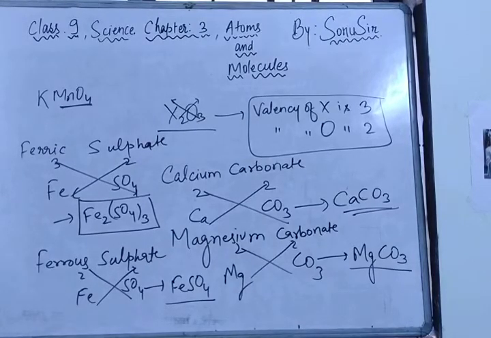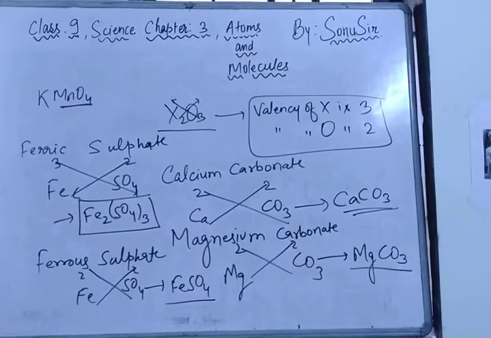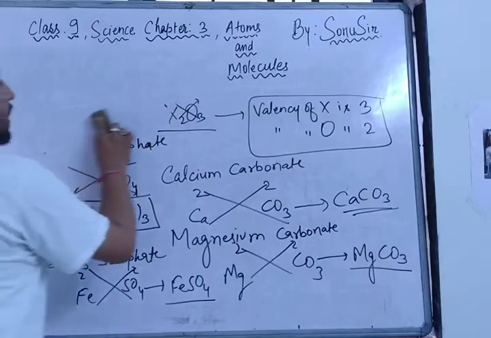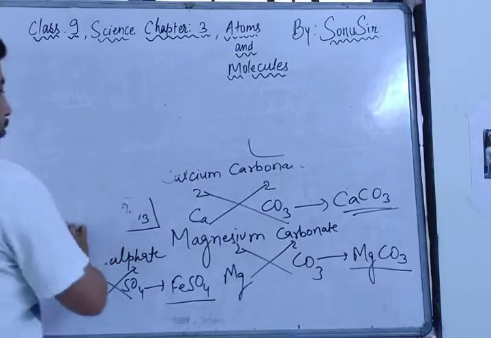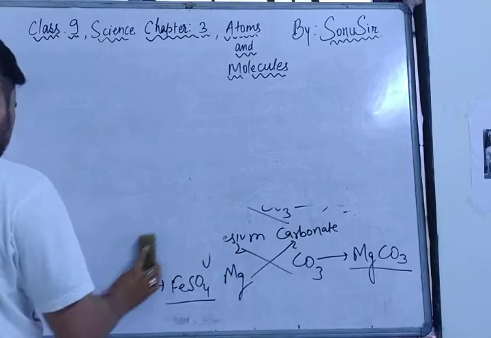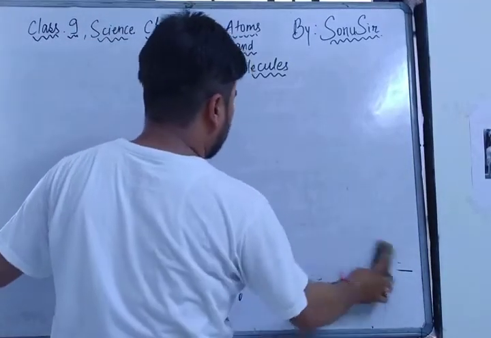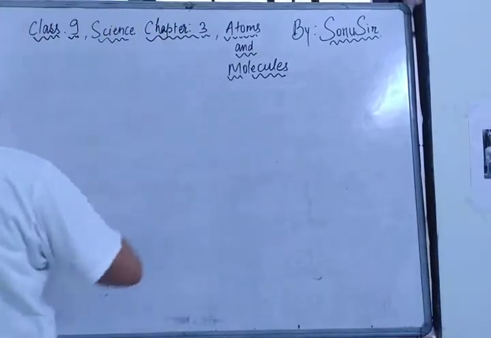Okay, can you tell me what will be the chemical formula of ammonium carbonate? It is very easy. If you want to write this chemical formula in your notebook, you can write it, otherwise you can take a screenshot. Now I am moving towards ammonium carbonate. Ammonium valency is 1, carbonate valency is 2. For ammonium it will come 2 and for carbonate it will go 1. So what will be the chemical formula of ammonium carbonate?